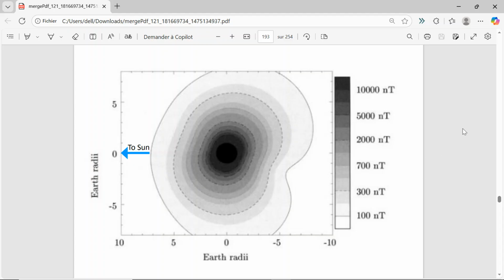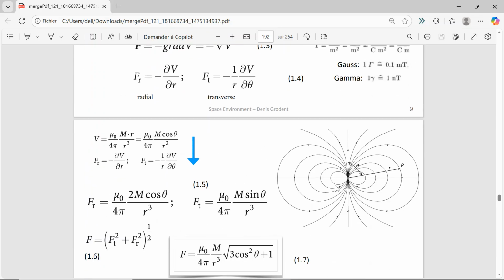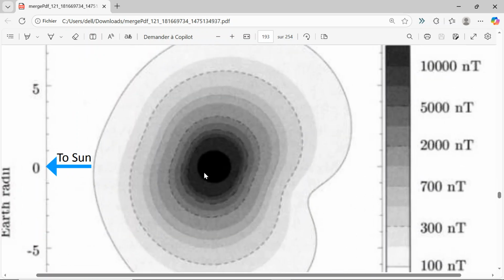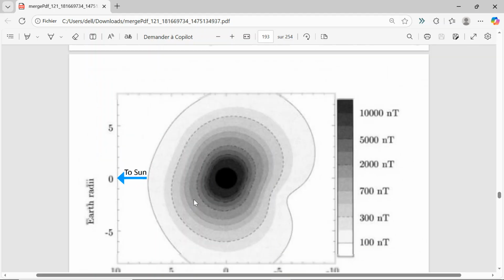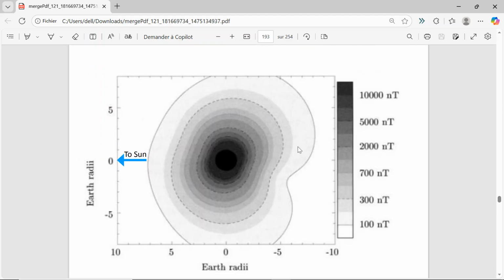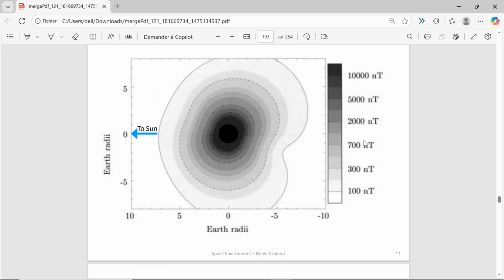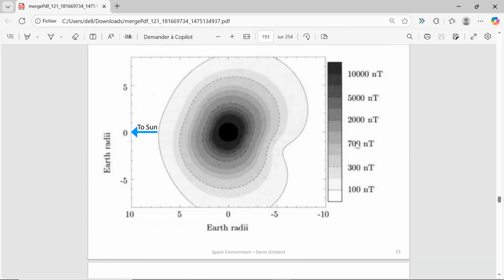The sun is here, and it will distort the magnetic field. As you can see, it is not a classical dipole magnetic field. As we see right here, the dipole of the Earth is tilted a bit. If we are close to the Earth, we have something that looks like a dipole. However, the more we zoom out and look at a higher scale, the more we see that the sun has a big effect on the Earth's magnetic field.